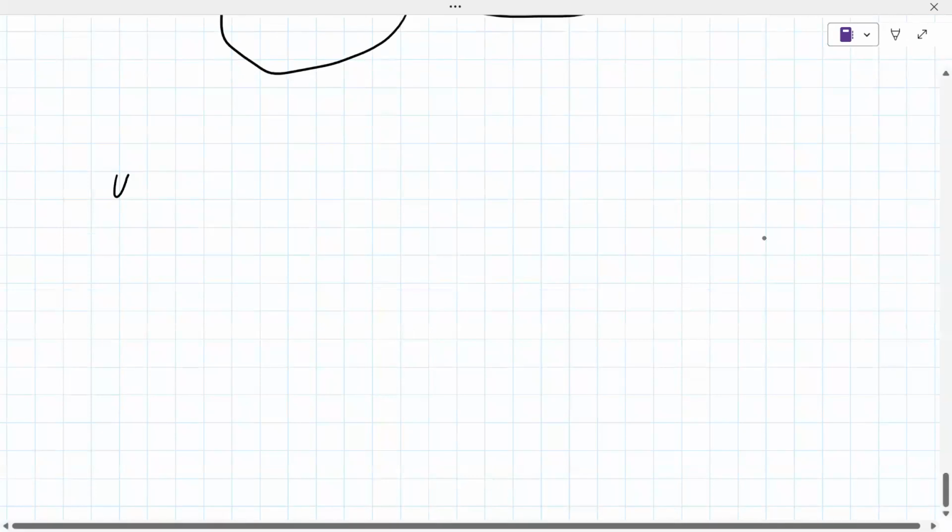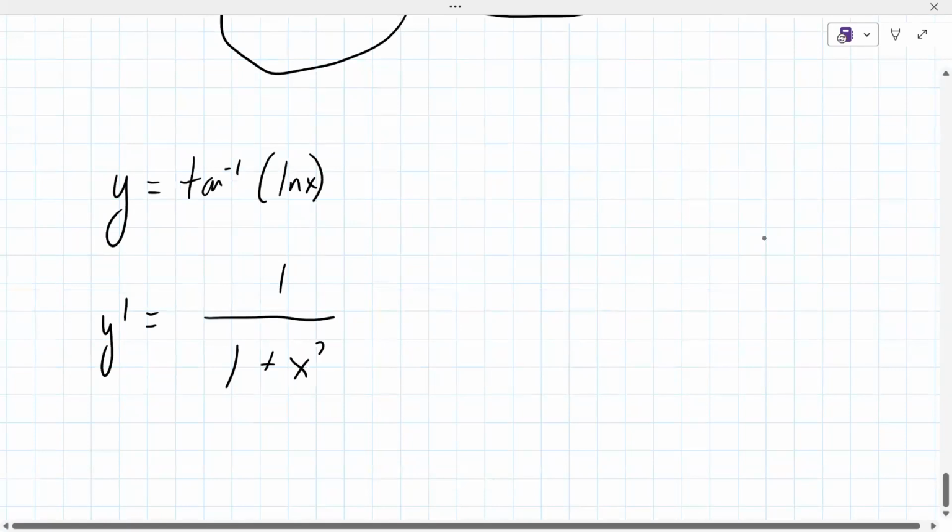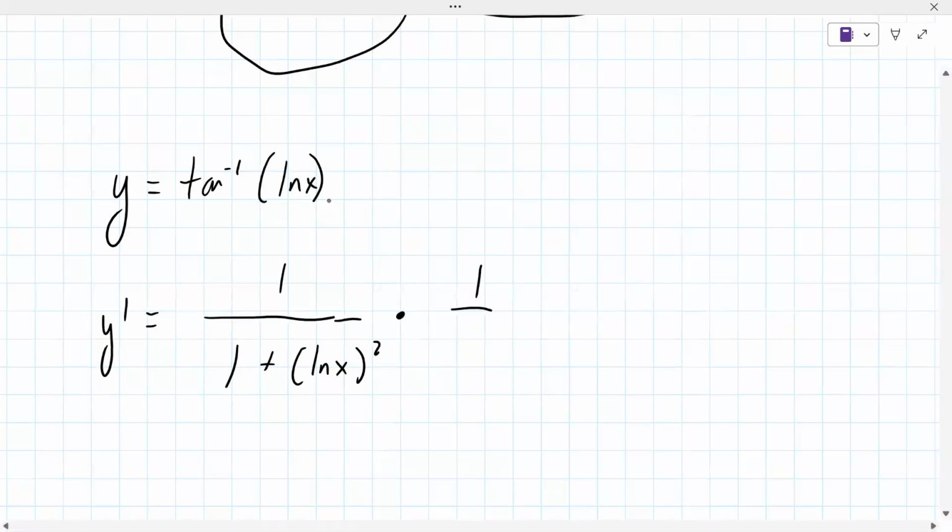So if I give you a problem like y equals the arctangent of the natural log of x, the derivative is 1 over 1 plus x squared, but that x is the inside function here. So that's the natural log of x squared. And then you have to multiply by the derivative of the inside function. What's the derivative of this? 1 over x.